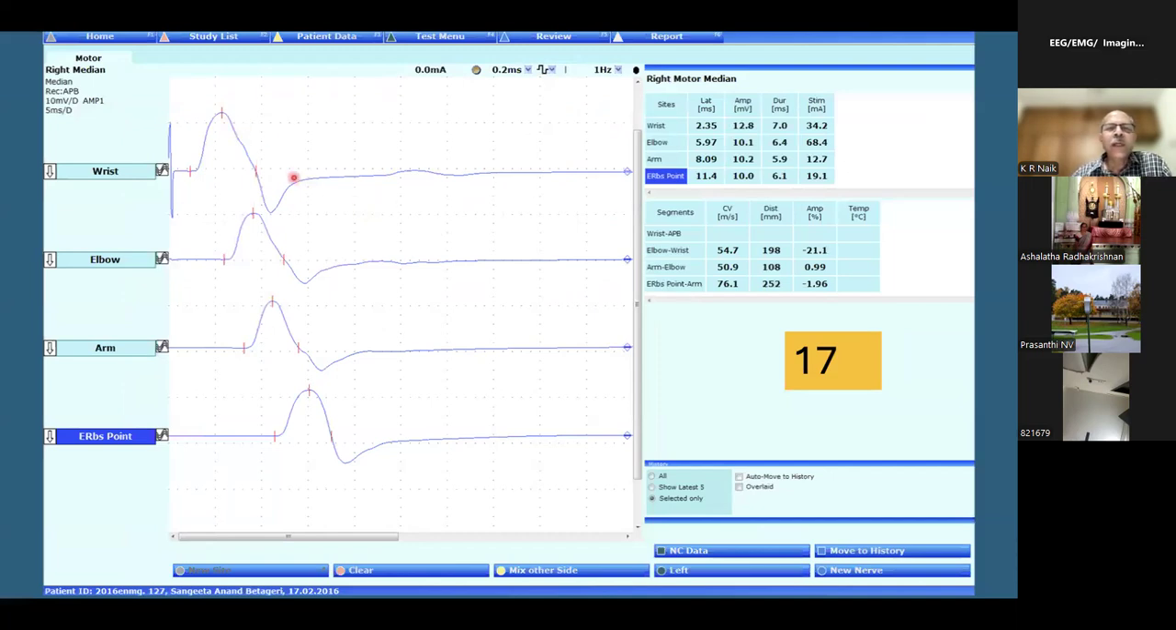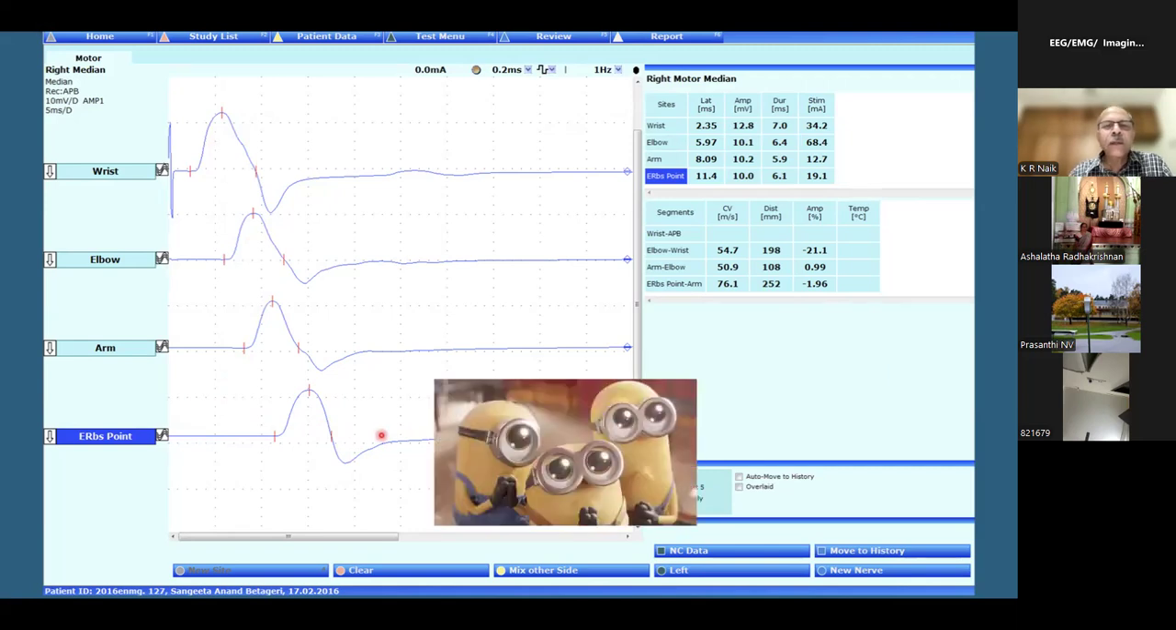So this conduction was shown. In the median conduction, the abnormality is not elsewhere. The first responses we see are 12.8, 10.1, 10.2. That is okay. Morphology is maintained. This fourth response looks totally different. Now this has occurred because of the stimulation of the adjacent nerve. What is the adjacent nerve? It is ulnar. Both of them got stimulated.